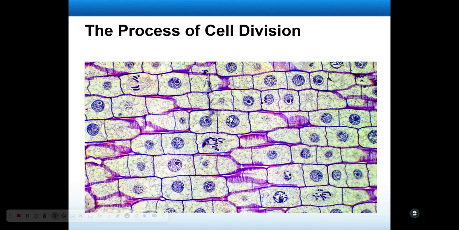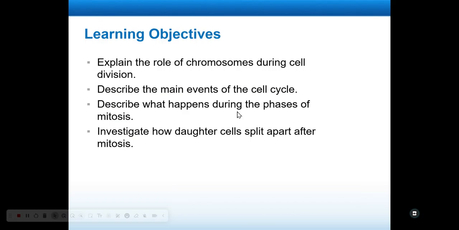This is a plant cell. So you can see all these different things happening, and we're going to talk about what that actually means and why we have to pay attention to the different stages and steps of cell division.